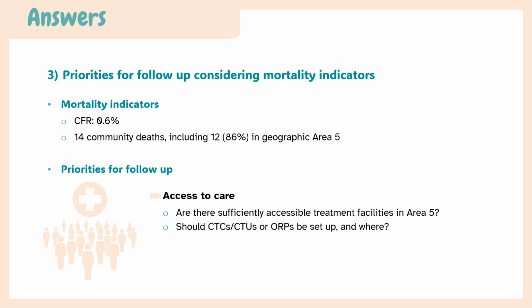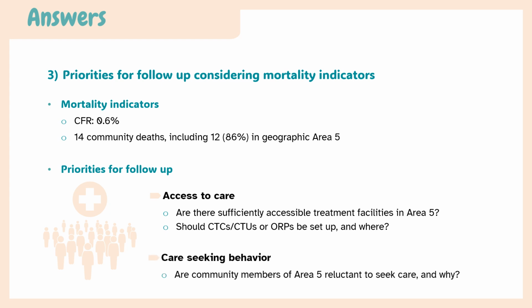Access to care in Geographic Area 5 should be assessed to explore whether there are sufficiently accessible treatment facilities or if cholera treatment centers, cholera treatment units, or oral rehydration points need to be set up. Healthcare-seeking behavior also needs to be assessed to explore whether community members in Geographic Area 5 may be reluctant to seek care at a health facility, and if so, why? By correcting calculations of mortality indicators, you identified a major priority for follow-up, while the situation report focused on the quality of clinical care.